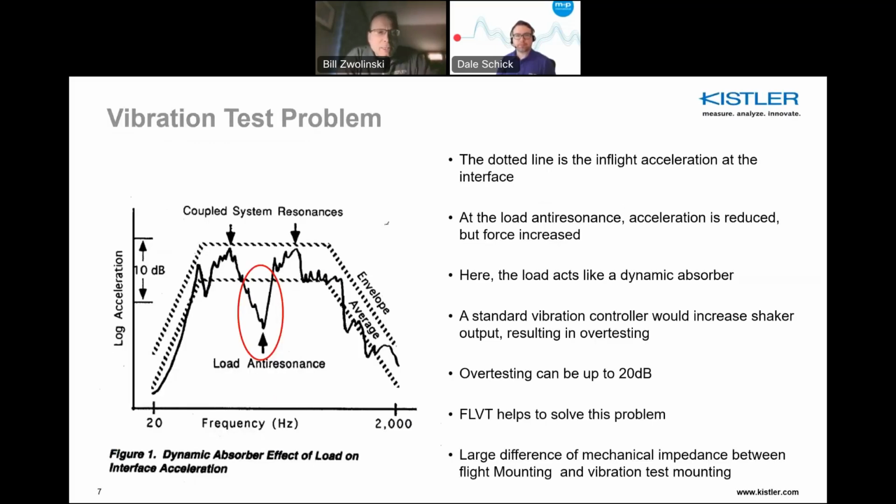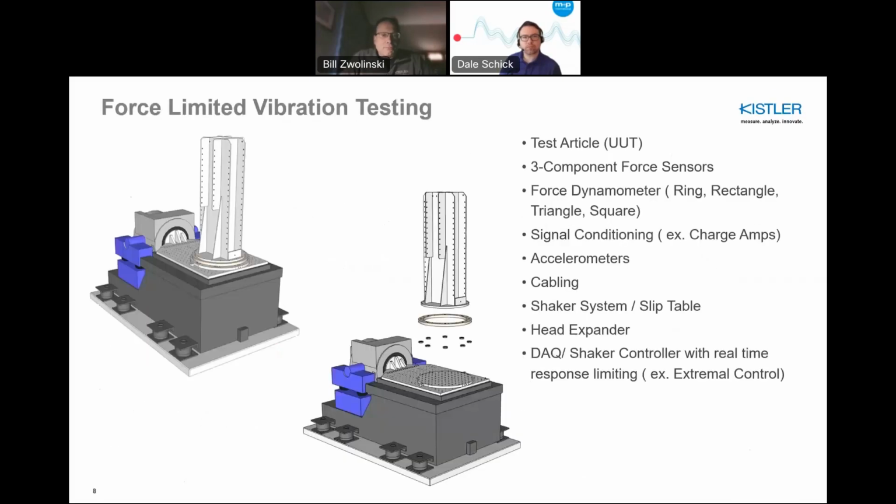So the vibration test problem can be illustrated with this slide. The dotted line is an in-flight acceleration at the interface, and there's a load anti-resonance where the acceleration is reduced, but the force is increased. A standard vibration controller would increase shaker output, resulting in overtesting for this condition. And the overtesting could be up to, say, 20 dB. So force limited vibration helps to solve this problem of overtesting. And that's what we're going to talk about a little bit.